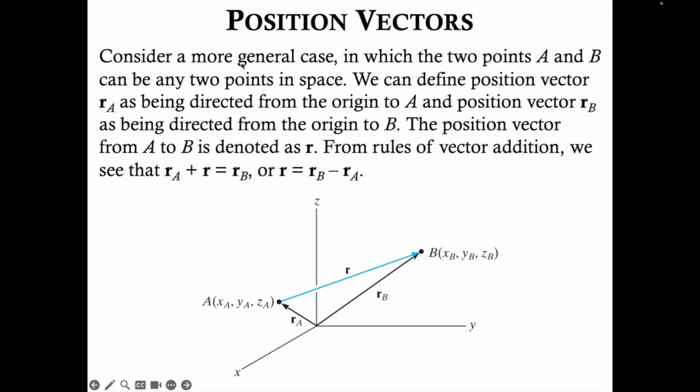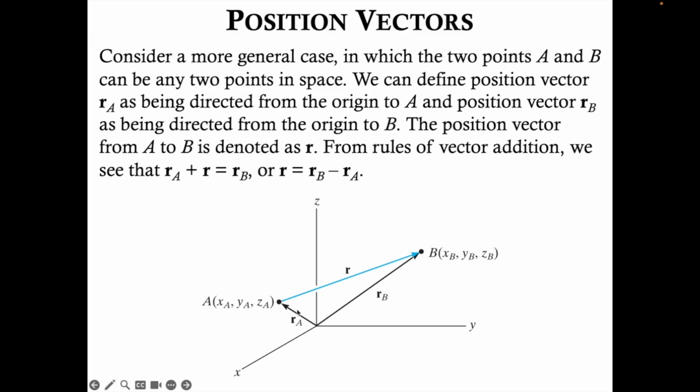Let's consider a more general case in which the 2 points, A and B, can be any 2 points in space. We can define position vector r sub A as being directed from the origin to point A, and position vector r sub B as being directed from the origin to point B. The position vector from A to B is denoted as vector r. So let's take a moment to really digest that.